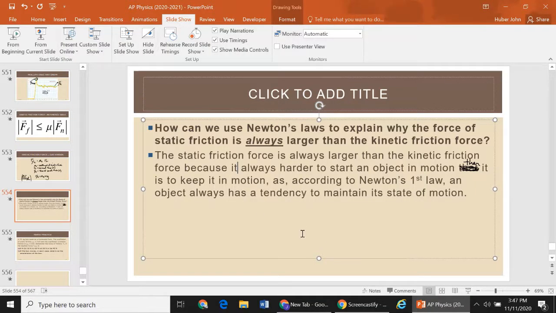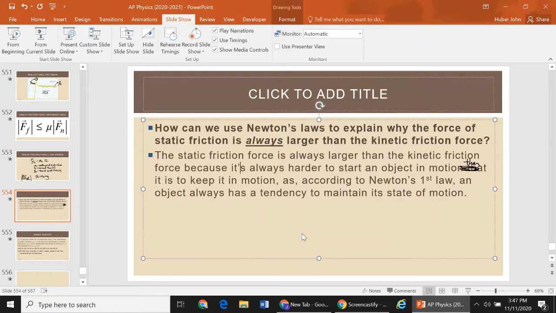Okay, so before we move on, I just want to be clear that was supposed to say it is always harder to start an object in motion than it is to keep it in motion. Well, I guess I'll just get rid of that now. And so that's the idea. We can sort of rationalize that with the first law, that an object has a tendency to maintain its state of motion. When it's at rest, that thing wants to stay at rest, and you have to give it a lot of force to get it to go. Once it is moving, though, it wants to move. And so it's easier to keep it in motion.